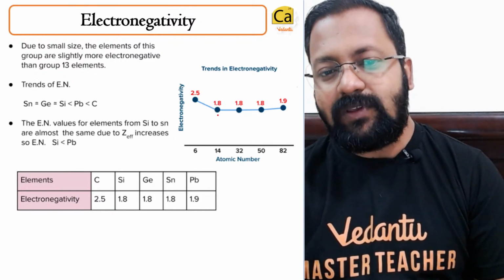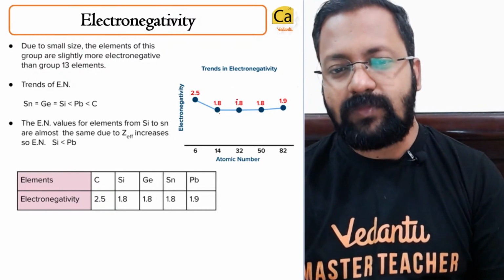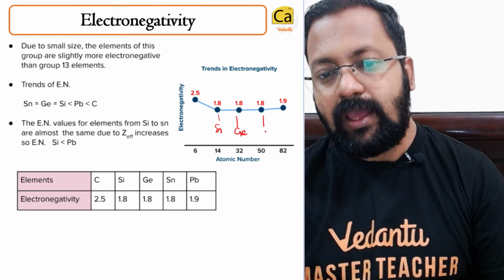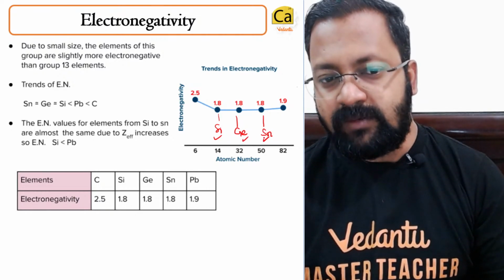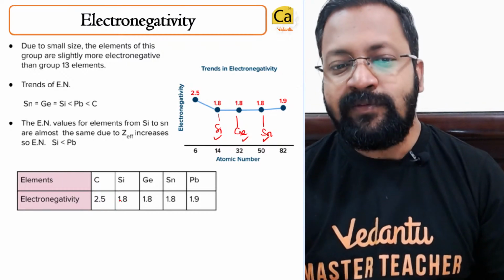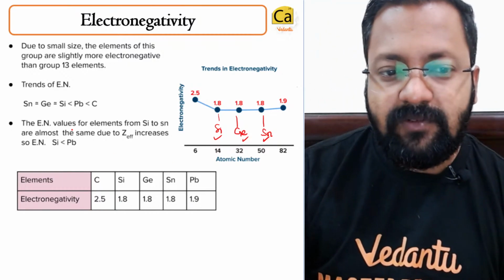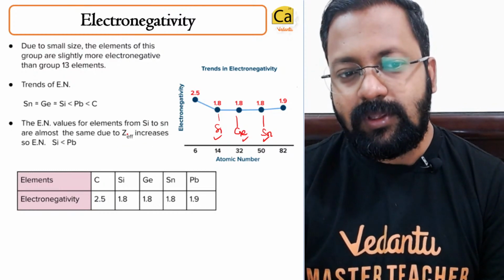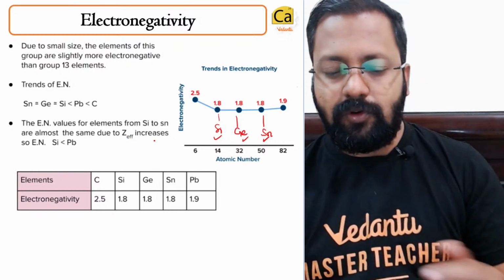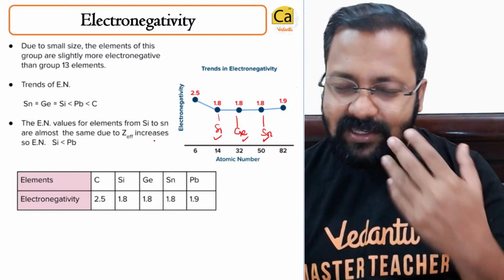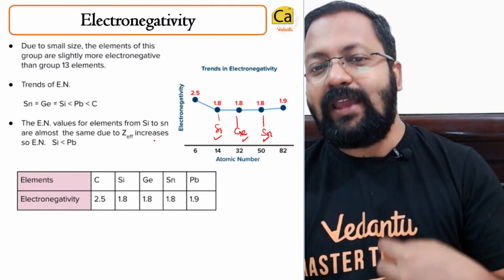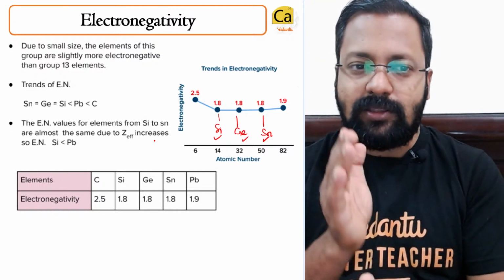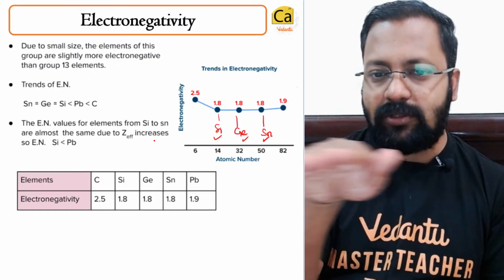In fact, as we go from silicon, germanium and tin, all of them have almost the same electronegativity. So electronegativity for elements from silicon to tin are almost the same due to Z effective. So what happens is the size is increasing, but the effective nuclear charge is also increasing. So both of them counterbalance each other, and so the electronegativity remains almost constant.